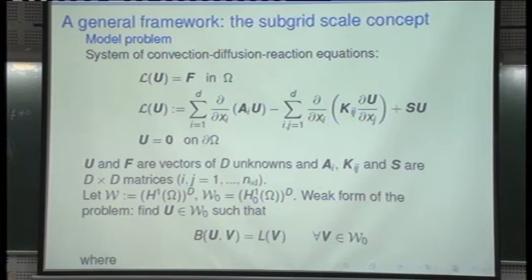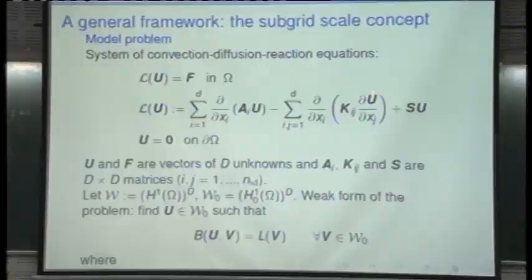Because of the expression of the diffusive part, it's not always possible to prescribe all the components of u. An example you may think about is the Stokes problem. In the Stokes problem, you can prescribe the velocity, but you cannot prescribe the pressure. Why? Because the quadratic form K_ij is degenerate in the pressure part. In other words, we don't have second derivatives of pressure. Anyway, this is just for simplicity.